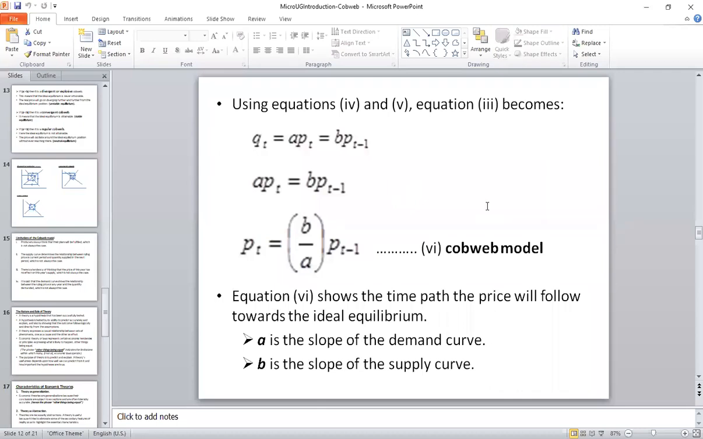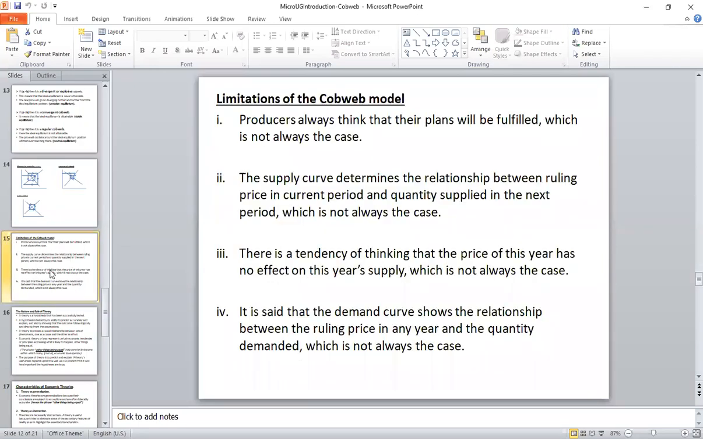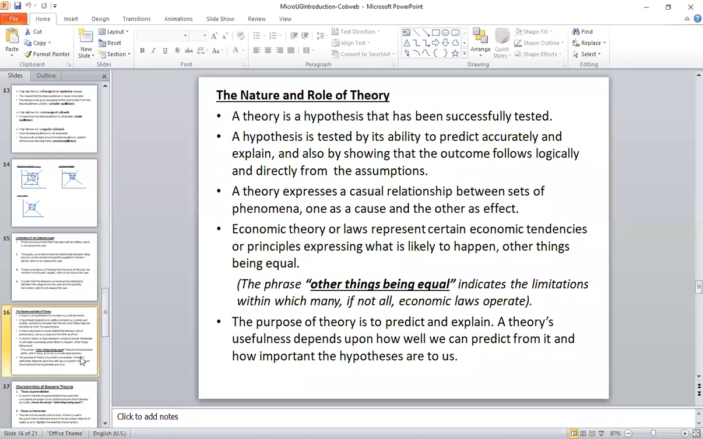Does it apply to all commodities? No, it cannot. All these theories cannot apply to all commodities, because in economics, there is what we call other things being equal. Other things being equal, okay? So basically, I was going to discuss this below here, the nature and role of theory. So whatever we are doing here, we cannot say it applies everywhere, but at least it is a basis.